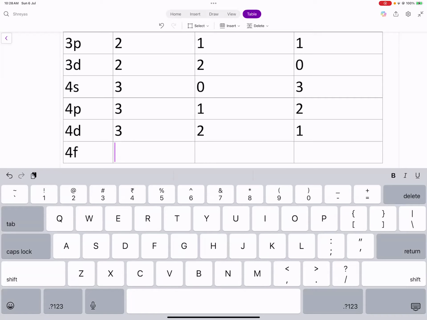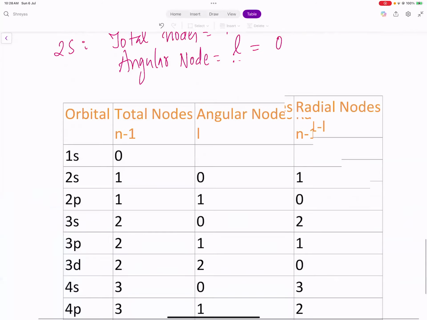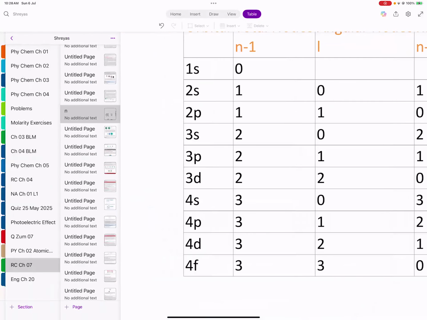Okay, so I had ordered some bookmarks actually. 4d and 4f: 3, 3, 0, 0. Got it now? Yes. But this table is very tiring.